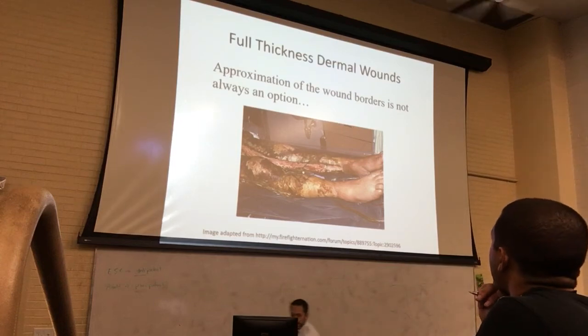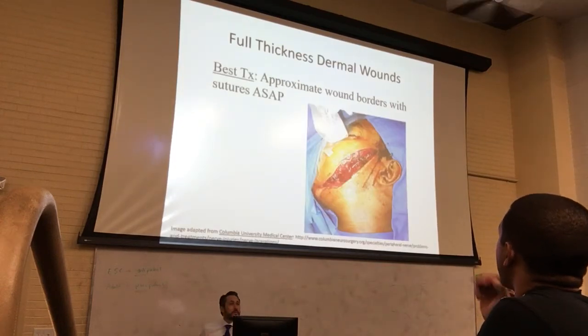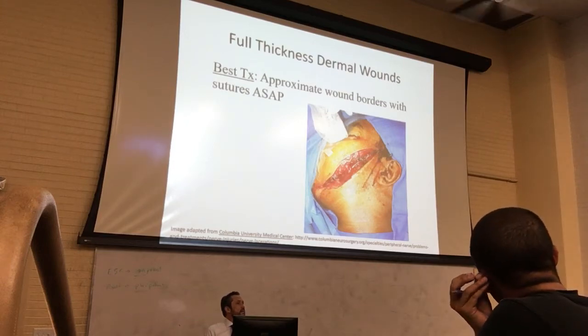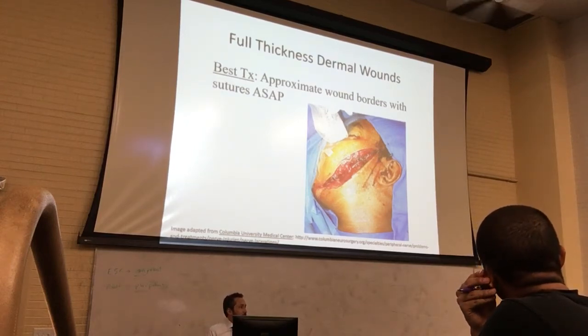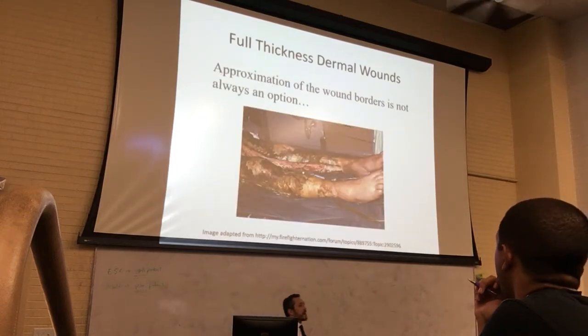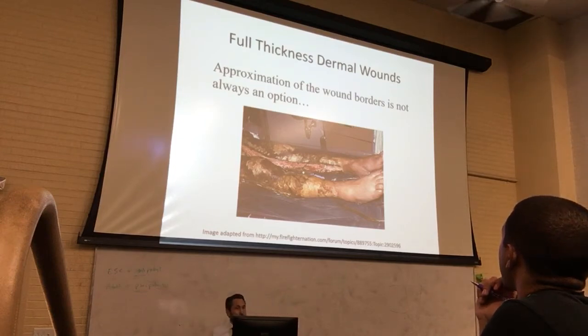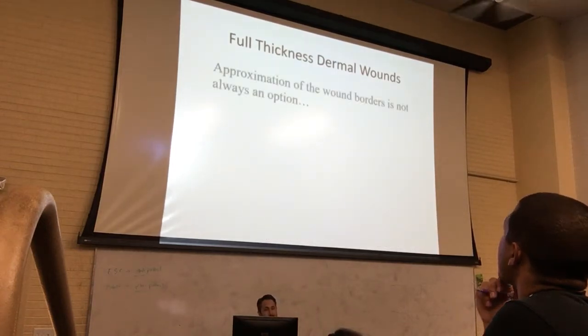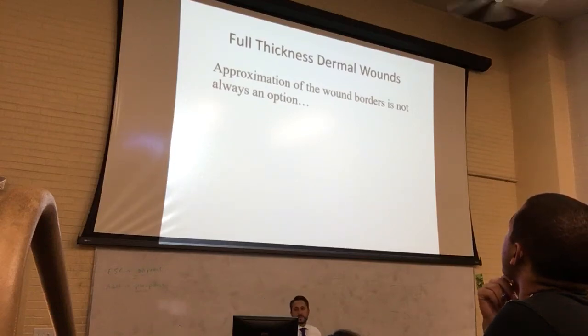So before, we saw the wound very aggressive, but for all intents and purposes, all that tissue is still there. You just have to bring it back together. Maybe you have to replace a little bit of it. But here, you've lost vast amounts of tissue. So approximation is not always an option, and this is where a lot of our research is trying to fill the gaps, literally the gaps, right? We're really trying to bring in an option when approximation is not a possibility.